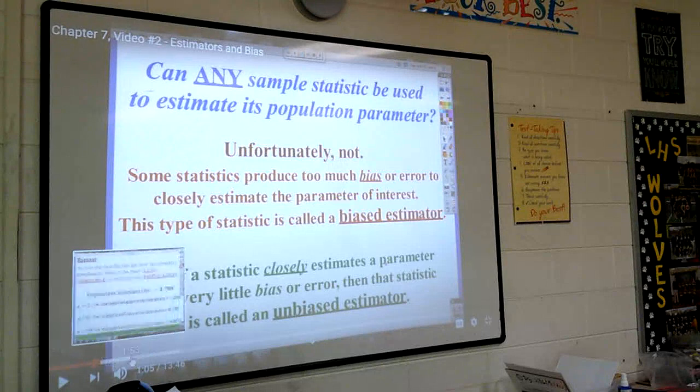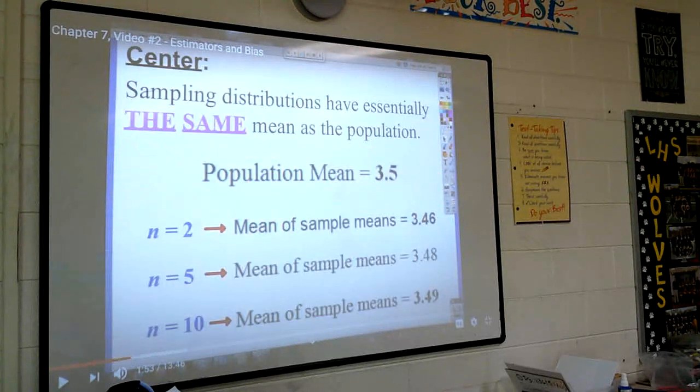Okay, so let's look through the next thing. It talks about the center. So in a sampling distribution, it should have the same mean as the population.